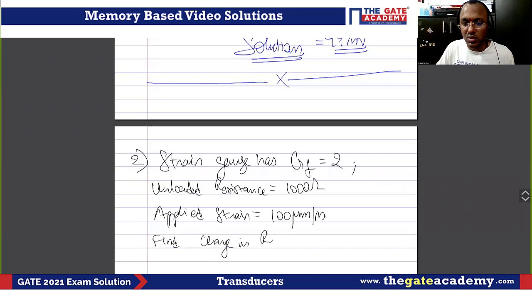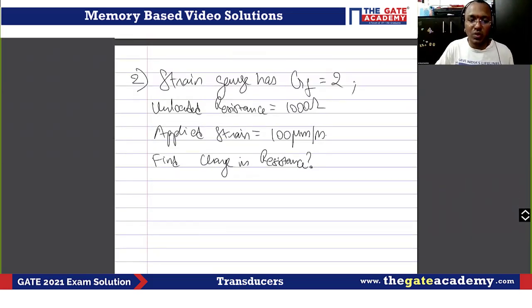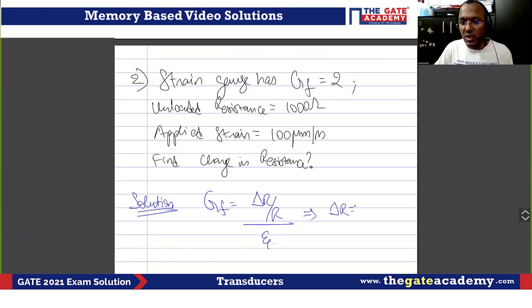the change in resistance. Students, really I'm telling you, you cannot expect an easier straightforward question than this. This is very straightforward direct question, because we know what is GF. GF is nothing but change in resistance per resistance with respect to unit strain. That means what? Delta R is going to be R into GF into epsilon. Direct formula it is, nothing more than that.